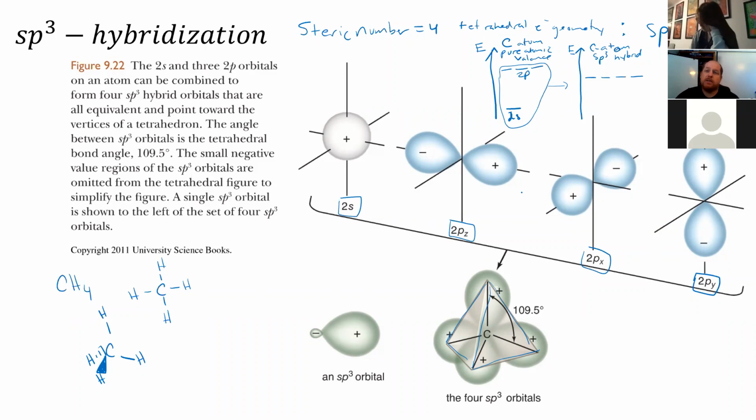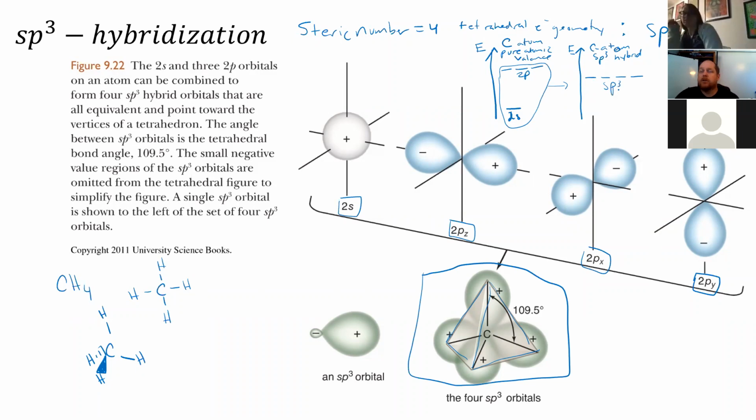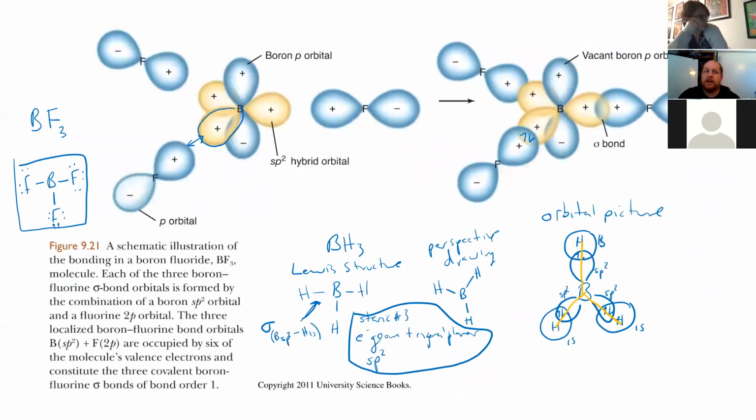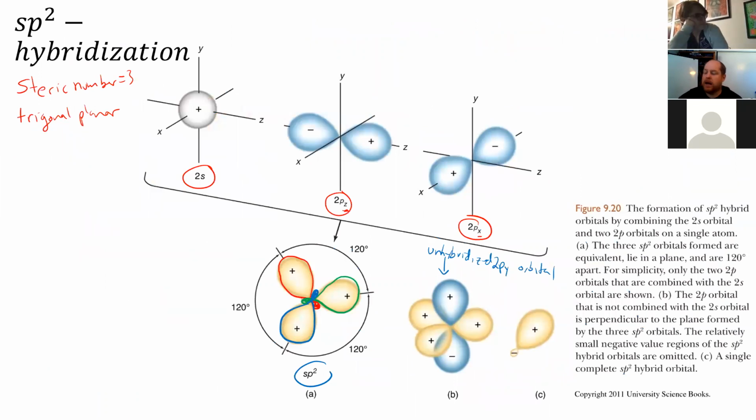They're all the same shape and size, as you can see from the example down here. They're just oriented in different directions. And so what you're going to get is a set of 4 sp3 hybrid orbitals. They're all of the same energy. And of course, those are going to be the ones that are utilized to make a molecule like methane.